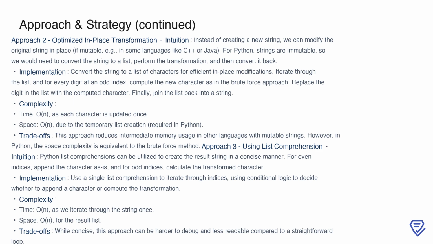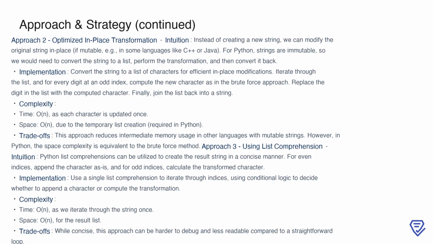This computed character replaces the digit in the list. The overall time complexity remains O(n), as each character is processed once, while the space complexity in Python remains O(n) due to the temporary list. This method can reduce intermediate memory usage in languages with mutable strings, but in Python, the space requirements are effectively the same as brute force.